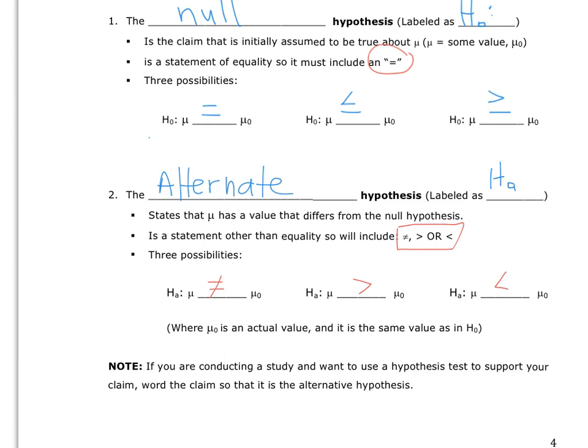Now, one thing to notice is that the fixed value that we have in the null is always the same value that we have in the alternate, okay? So all the same value. One thing to keep in mind is that if we're conducting a study and we have a certain claim that we want to support, we always have to put it in the terms of the alternative or alternate hypothesis.